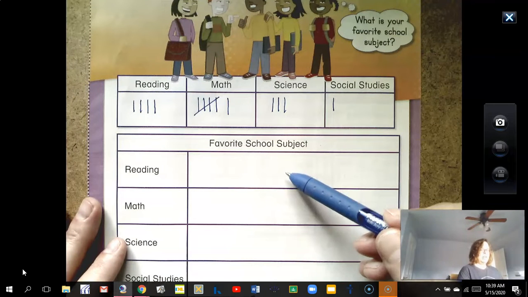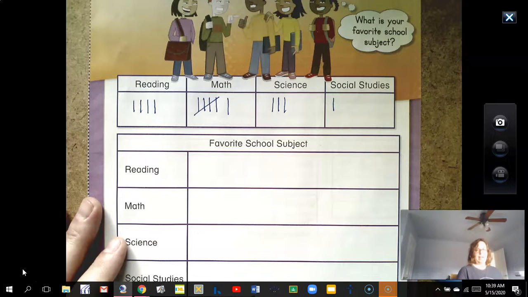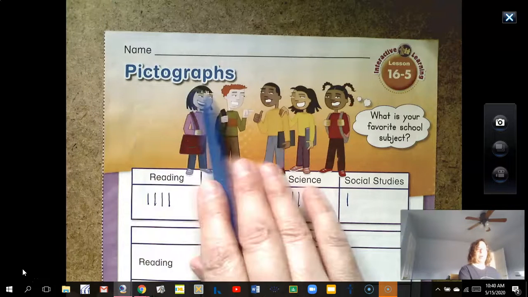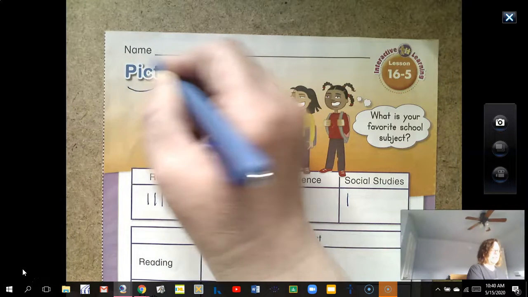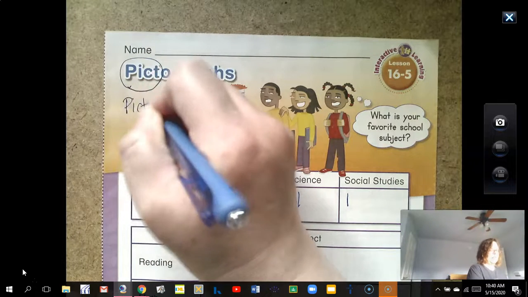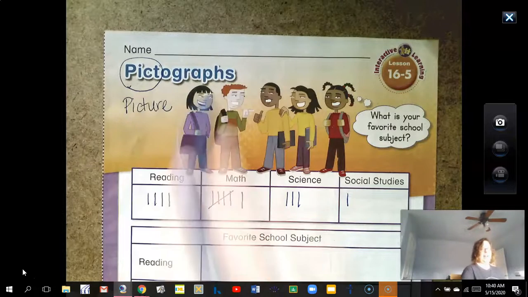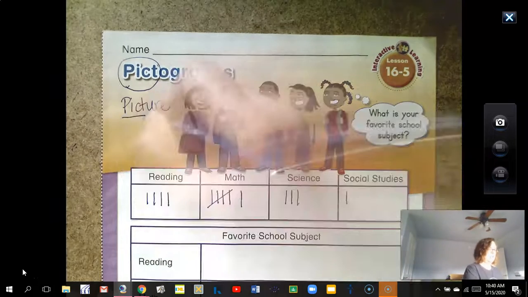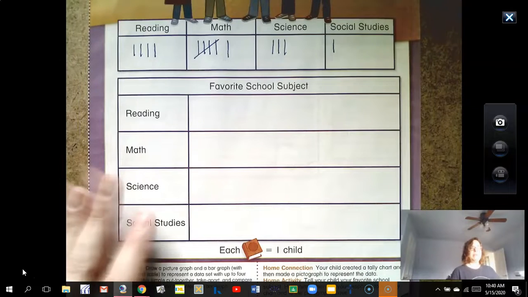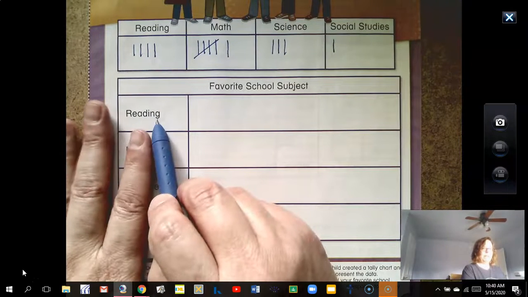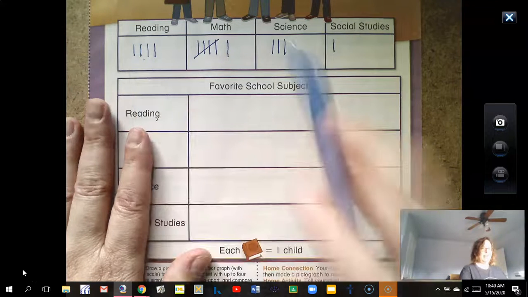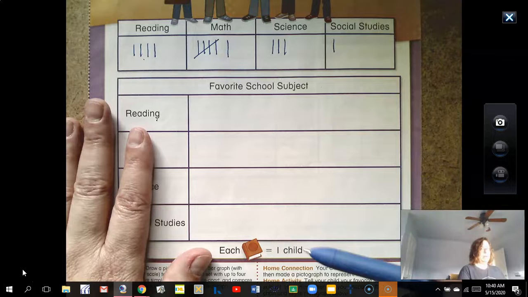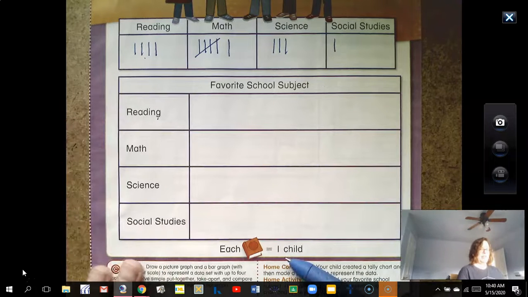So down here, now remember, we're not doing a bar graph today, and we're not doing a line plot. We are going to be doing a pictograph. So pictures, okay? Pict is in there. And whenever you see that, think of picture graphs. Pictographs, okay? So we're going to be creating pictures. So when we look at reading, how many do we have up here? 4. Okay. Well, before I start doing pictures of this, I want to look down at the bottom.